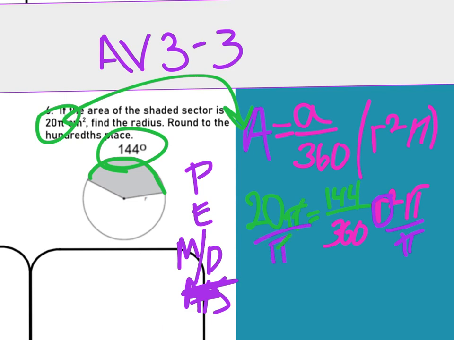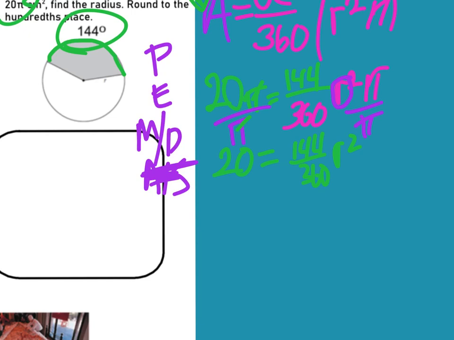Pi goes into pi once, pi goes into pi once. That leaves me with 20 equals 144 over 360 r squared. I think I'm going to get rid of my denominator. I'm not a big fan of fractions, so I'm going to multiply both sides of my equation by 360.